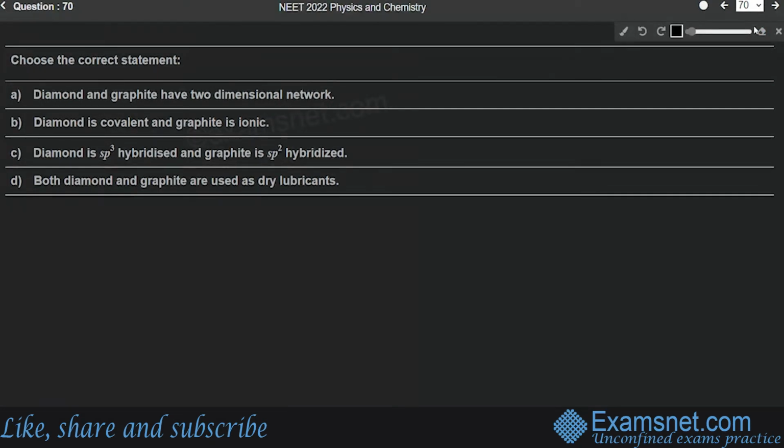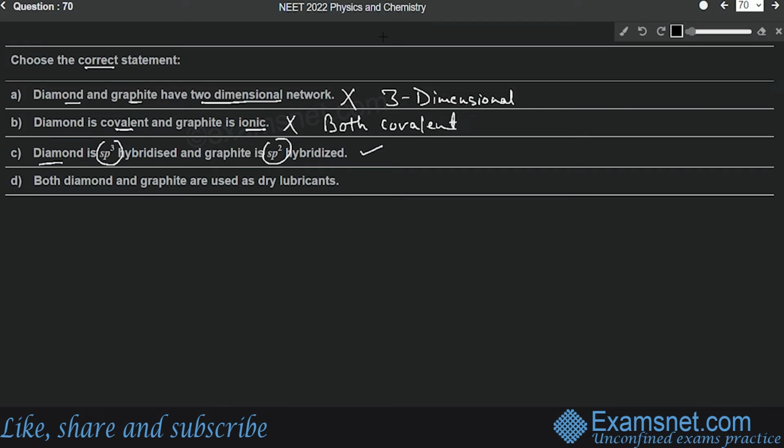Alright, now question number 70 is from the P block elements and here we have to choose the correct statement. The first statement is diamond and graphite have two-dimensional network. So this is an incorrect statement because both diamond and graphite have three-dimensional network. Okay. Now the second one is diamond is covalent and graphite is ionic. Again, this is an incorrect statement because both diamond and graphite are covalent in nature. Now let's move to the next one, that is diamond is sp3 hybridized and graphite is sp2 hybridized. Yes, this is a correct statement.